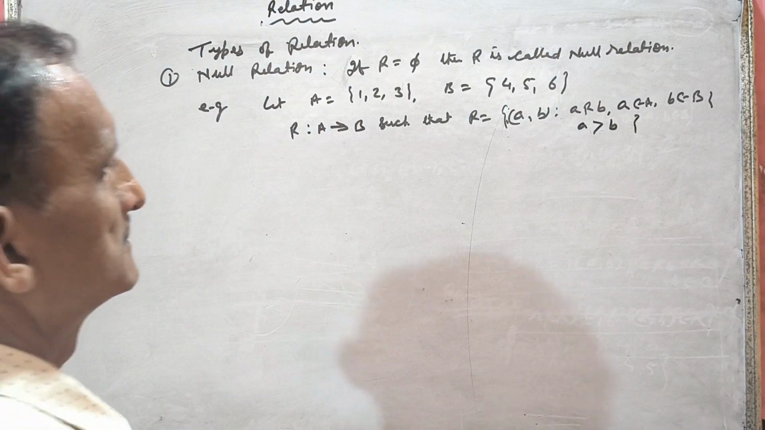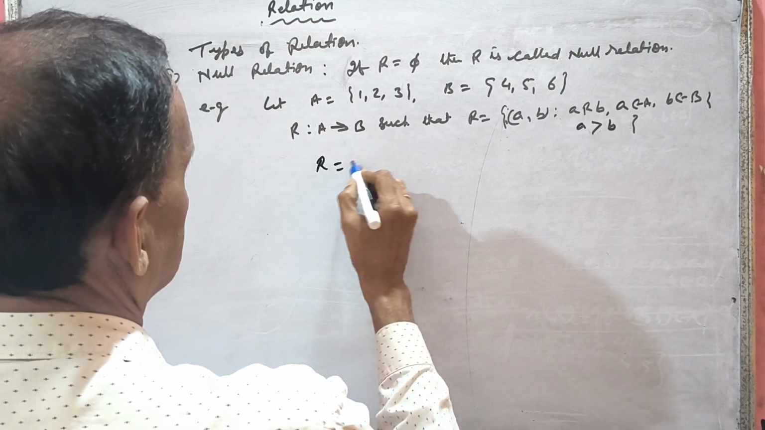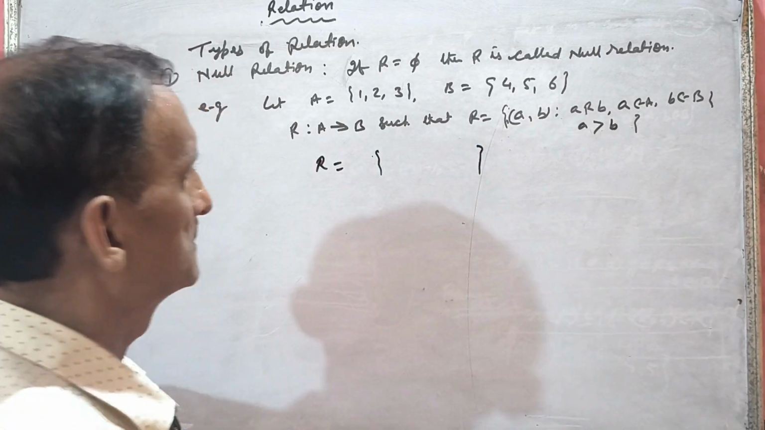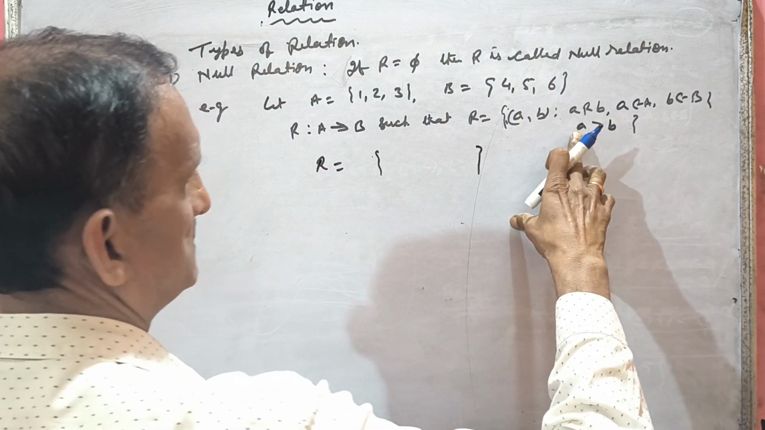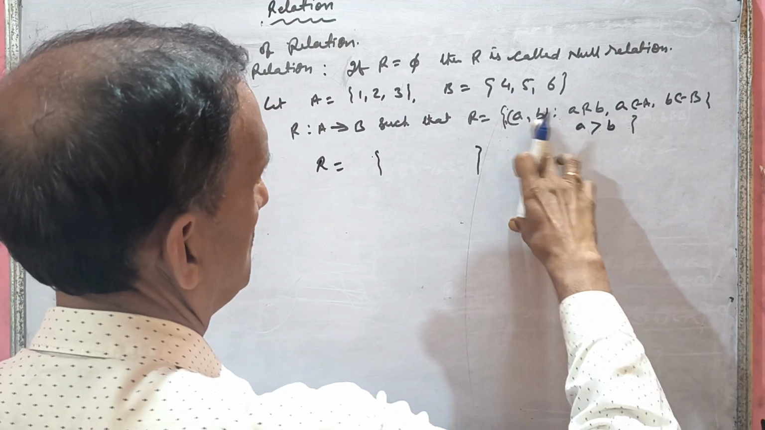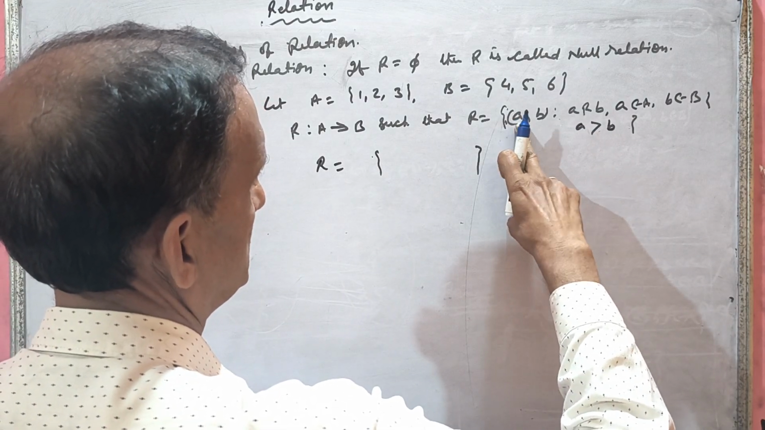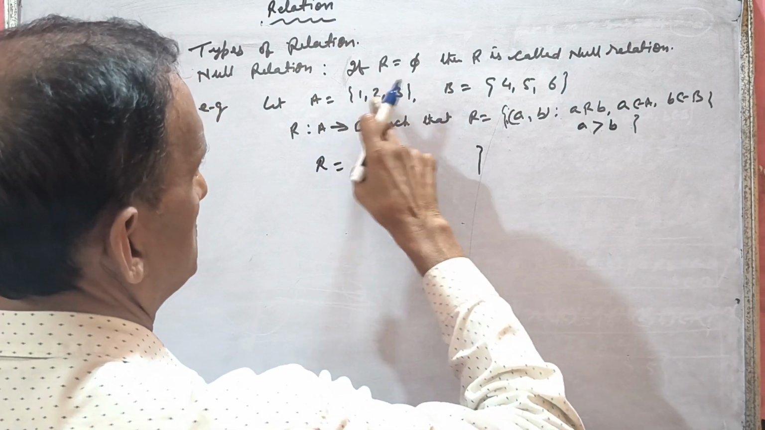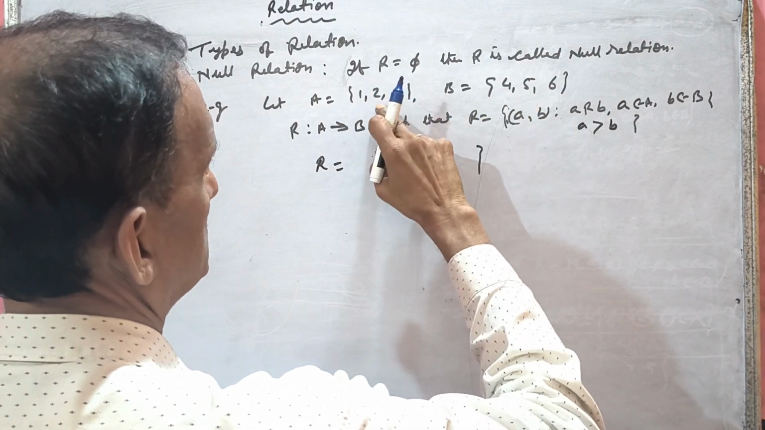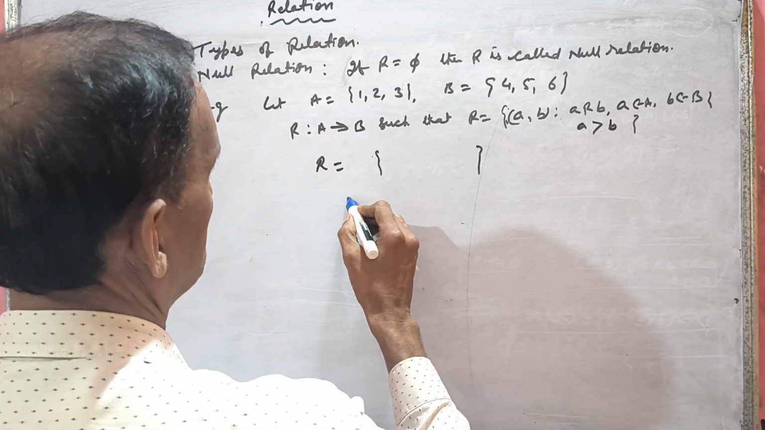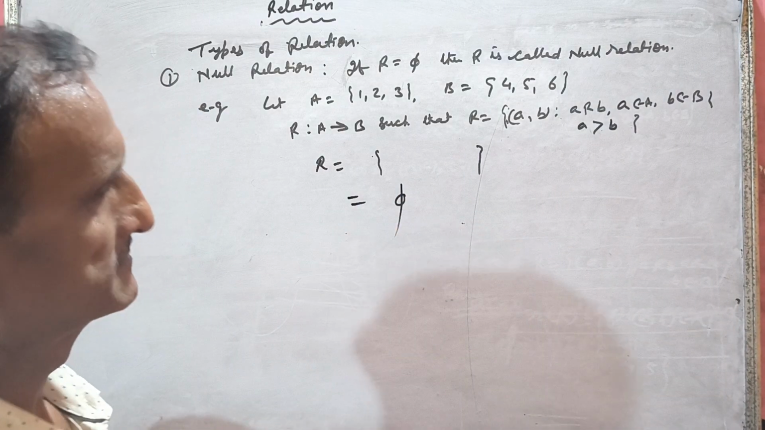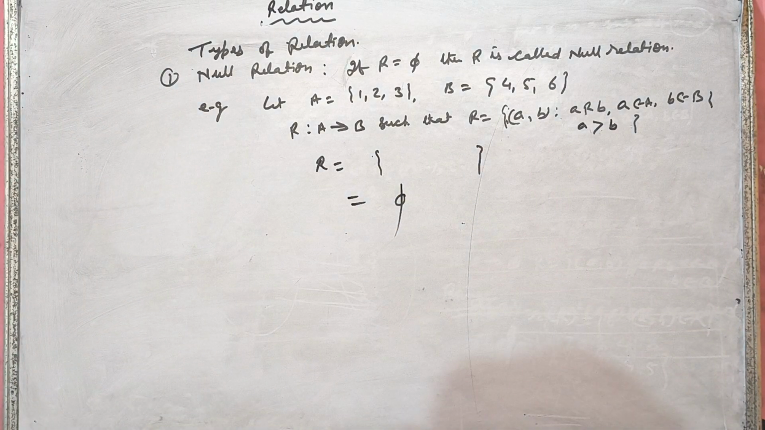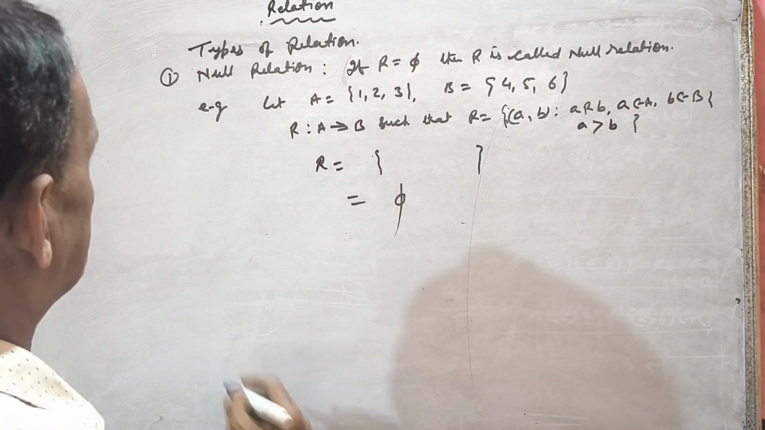Now, when we find R, can you form any ordered pair? Condition is saying the first component of all the ordered pairs should be greater than the second. See, 1 is not greater than 4, 1 is not greater than 5, nothing is greater than 5. So here R equals the empty set. Understood? We will not get any ordered pair, so it remains vacant only, so R equals the empty set. This is the first type. Second type is universal relation.